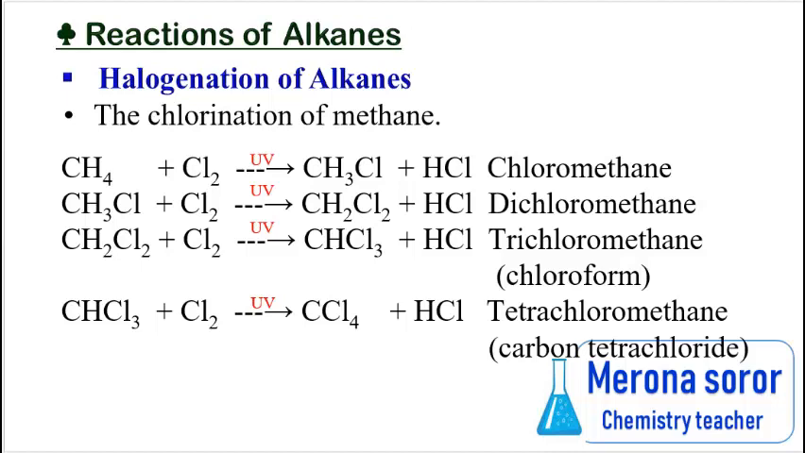In the first step, chlorine replaces one hydrogen atom to give chloromethane. In the second substitution, it gives dichloromethane. In the third substitution, it gives trichloromethane. In the last one, it gives tetrachloromethane.